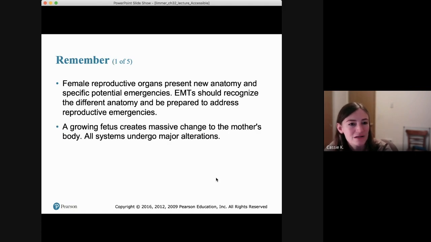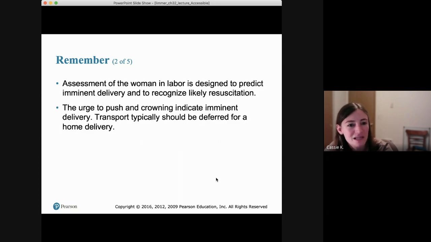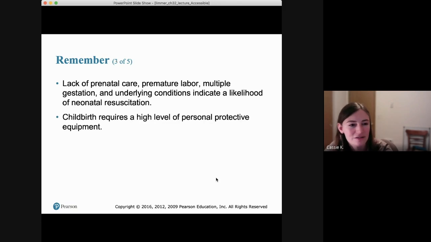Female reproductive organs present new anatomy and specific potential emergencies. Recognize the differences, and be prepared to address any reproductive emergencies. A growing fetus creates massive changes to the mother's body. All systems, from cardiovascular to respiratory to GI, undergo pretty significant changes during pregnancy. Assessment of women in labor is designed to predict imminent delivery and recognize the chances for neonatal resuscitation needs. Urge to push and crowning indicate imminent delivery. In that case, we should probably hold off on transport.